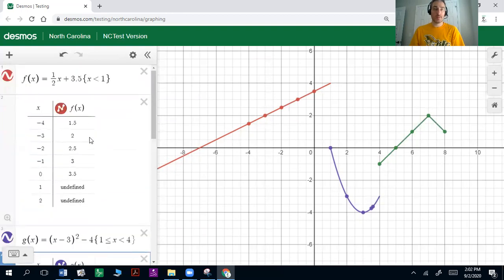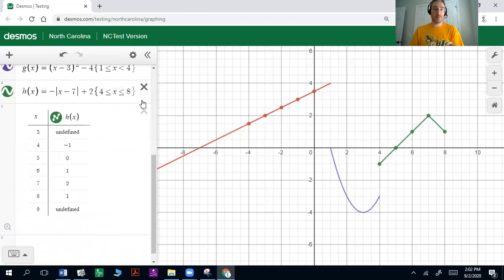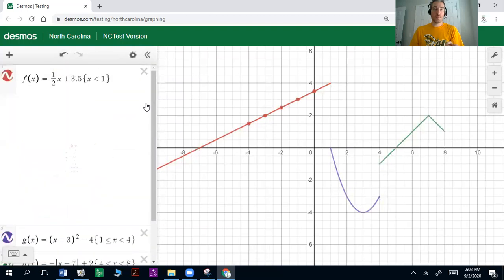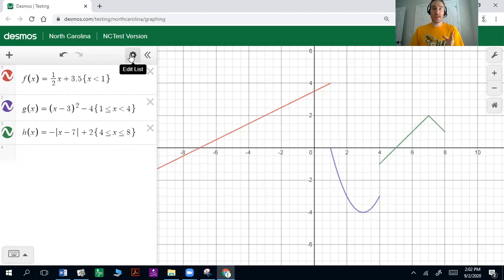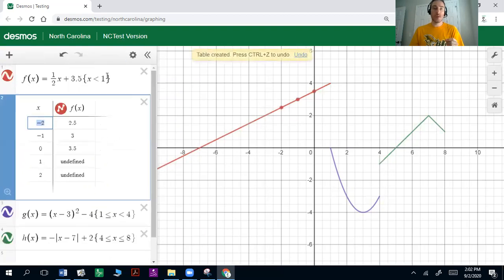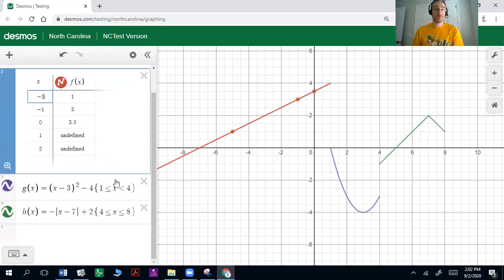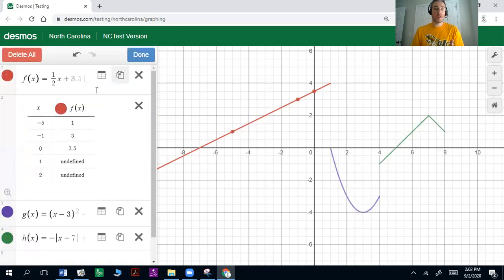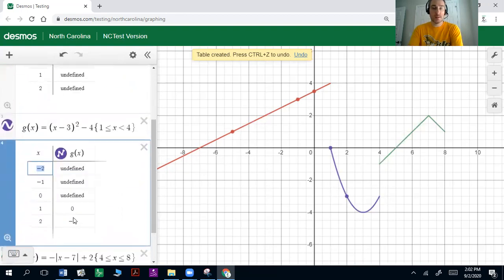So again, to get the tables, you got to call them f of x, g of x, h of x. You got to name the functions. I'm going to take them off one more time just so you can see it. You got to hit this edit list, convert to table, and then you can modify the numbers for the input of the table to suit your needs. So if the question says, what is f of -5, you could plug in -5 and get an answer. You could try it here. It's going to say undefined because there's no -5 you can plug in.